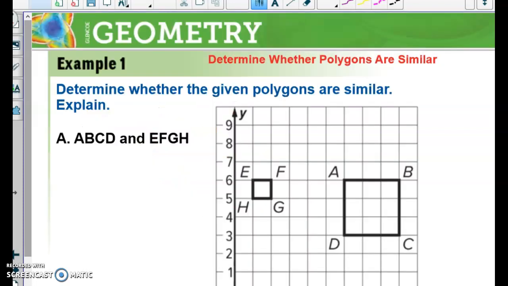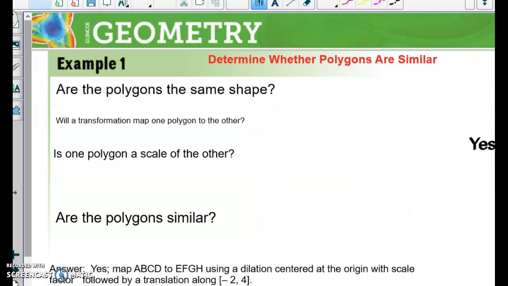Determine whether the given polygons are similar. To be similar, all the sides have to be in the same ratio. So 1 is to 3 as 1 is to 3 as 1 is to 3. All the sides have the same ratio. So the ratio is 1 to 3.